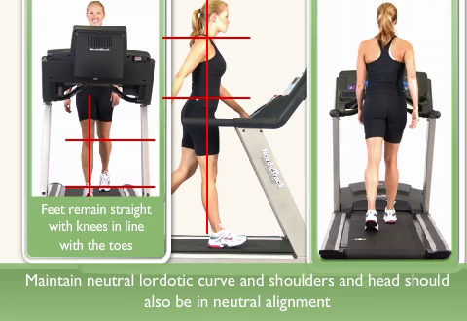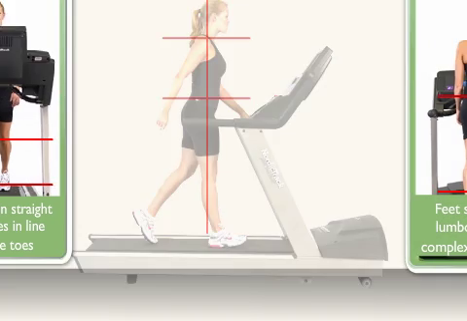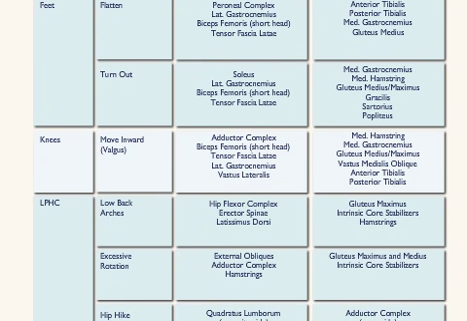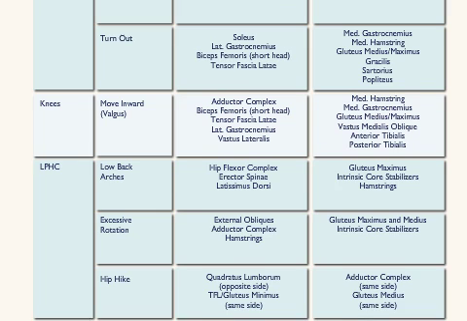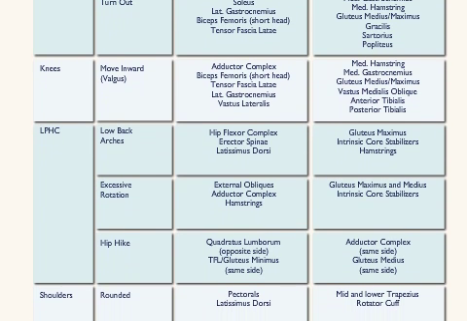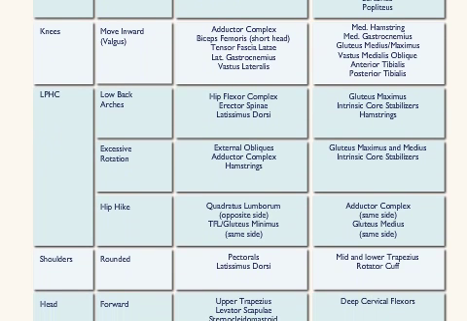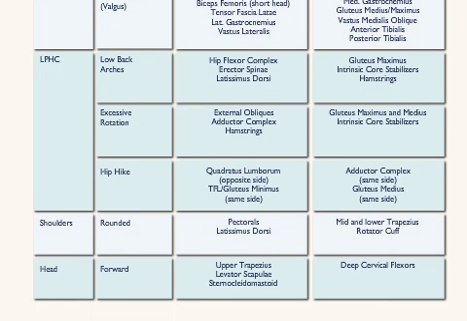From a posterior view, observe the feet and lumbopelvic hip complex. The feet should remain straight, and the lumbopelvic hip complex should remain level. When performing the assessment, record all of your findings. You can then refer to the table in your text to determine potential overactive and underactive muscles that will need to be addressed through corrective flexibility and strengthening techniques to improve the individual's quality of movement, decreasing the risk for injury, and improving overall performance.